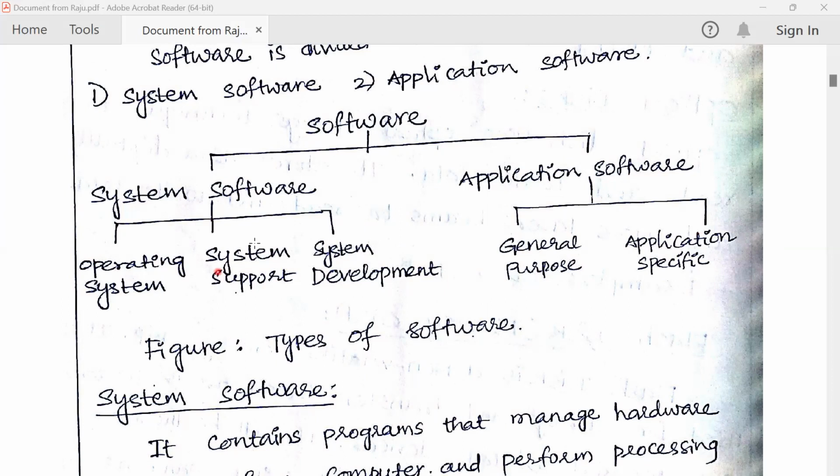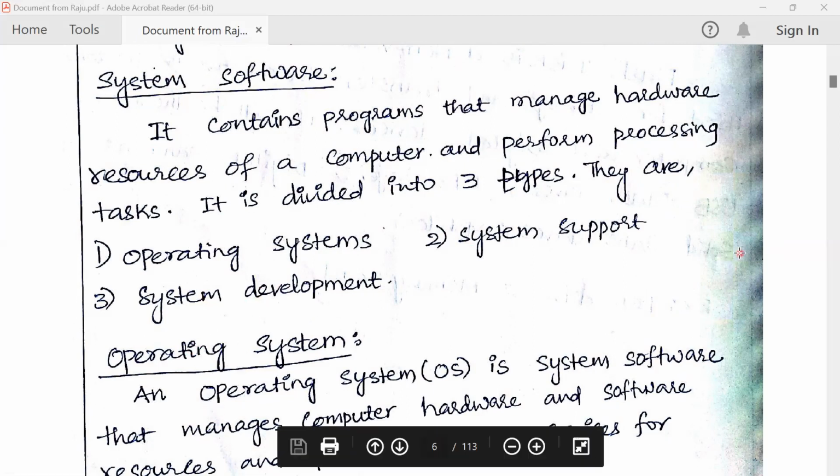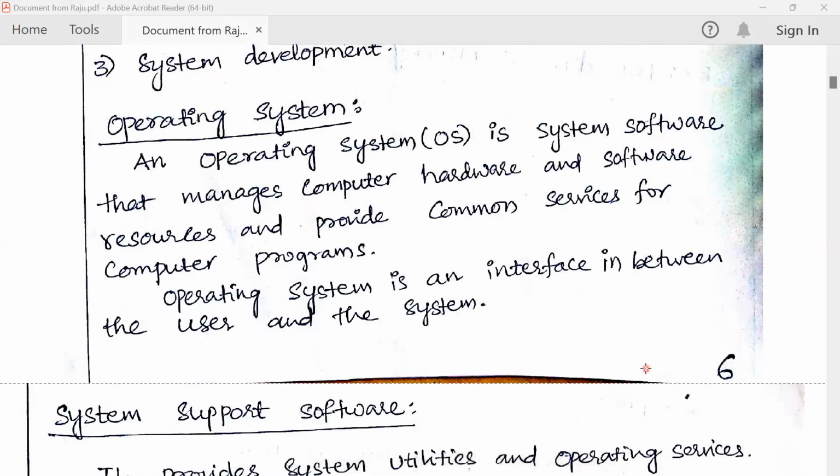Now, we'll see what is meant by system software. Later on, we'll go into application software. Remember, system software contains the programs that manage hardware and resources of the computer and perform processing tasks. System software is divided into three types: operating system, system support, and system development. Now, what is meant by operating system? An operating system is a system software that manages computer hardware and software resources and provides common services. Remember, the operating system is the interface between the user and hardware parts of the system. Examples: Windows is an operating system, Linux is an operating system, Ubuntu is an operating system.